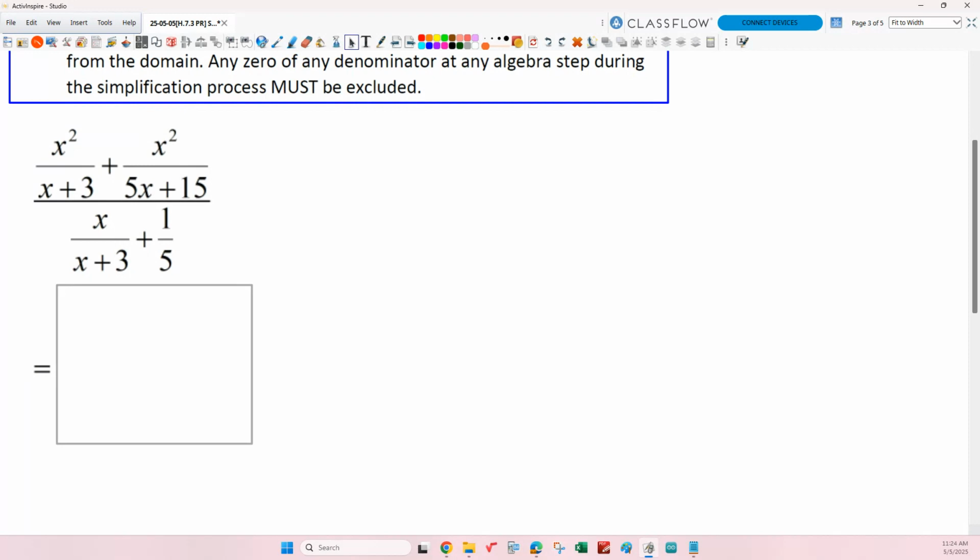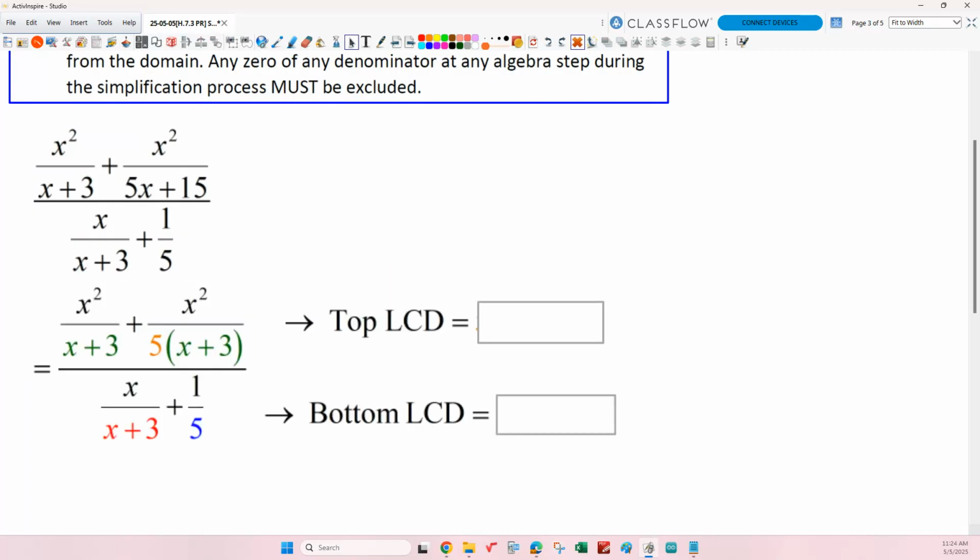Simplify. Make it one fraction. Yeah, I would factor this, because then I could see the different factors of my LCD. What would I pull out? 5. So then I'd have x plus 3, right?